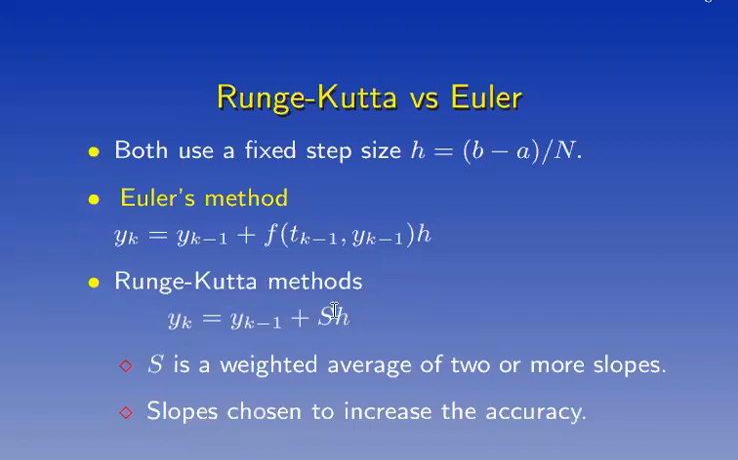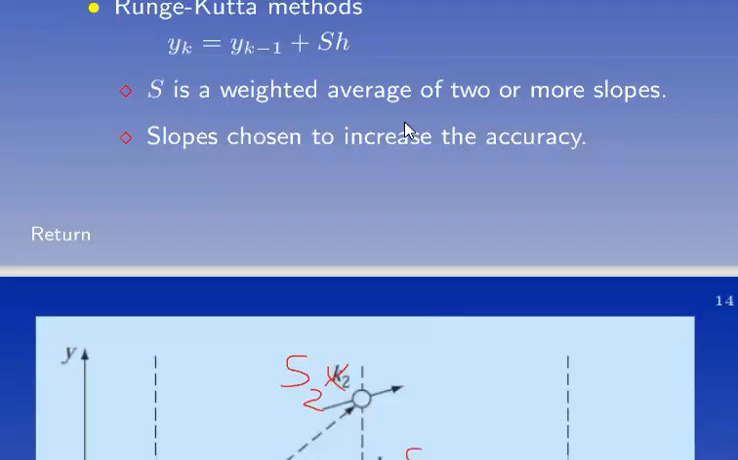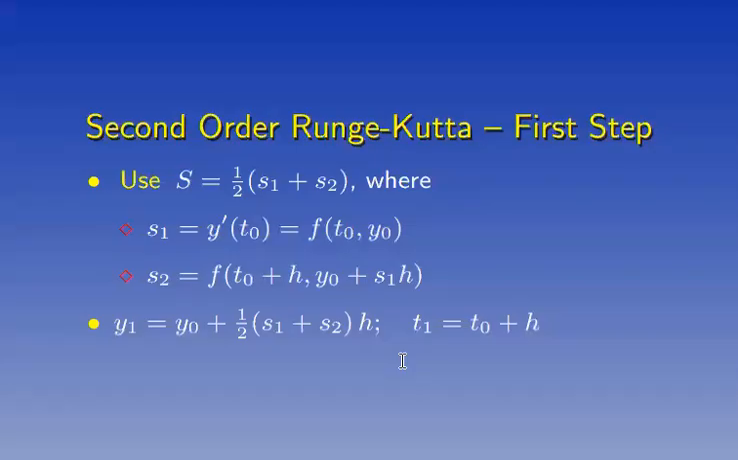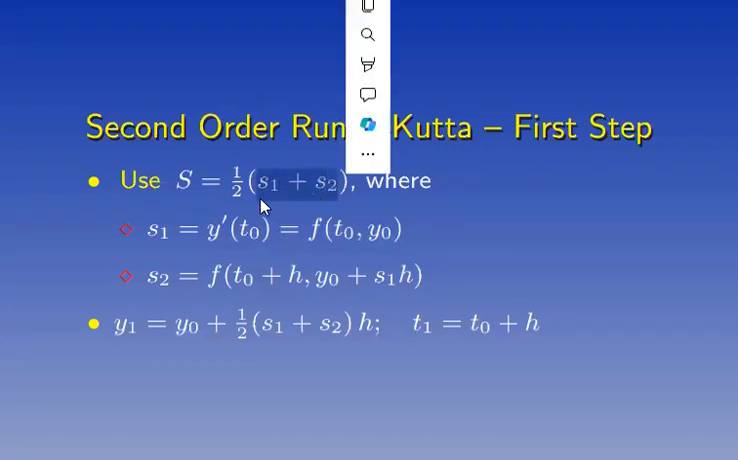So you can decide the number of slopes, right? You can decide that number of slopes. So in second order Runge-Kutta, there are two slopes. You see, this is the second order Runge-Kutta, right? So they use two slopes. This is the weighted average of two slopes.